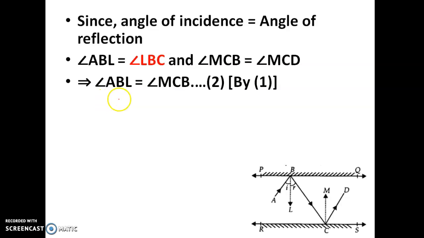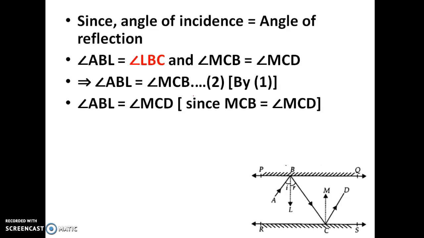So angle ABL is equal to MCB. From 1 we can replace LCB with MCB. ABL is equal to MCD, because we wrote here MCB is equal to MCD. So instead of MCB we are going to replace MCD.